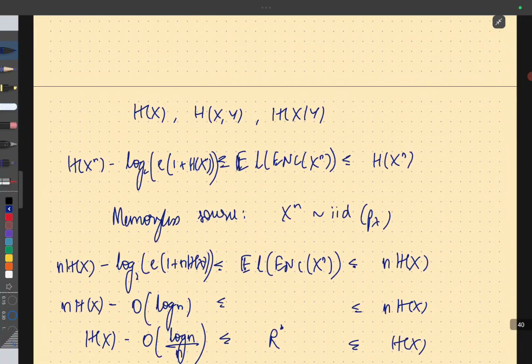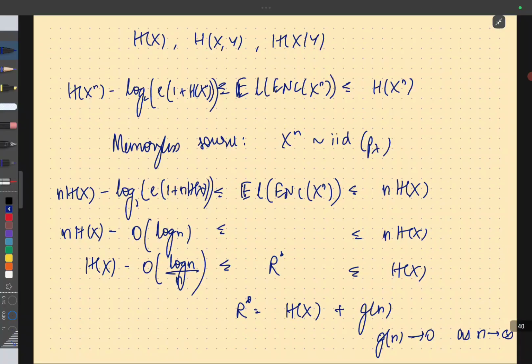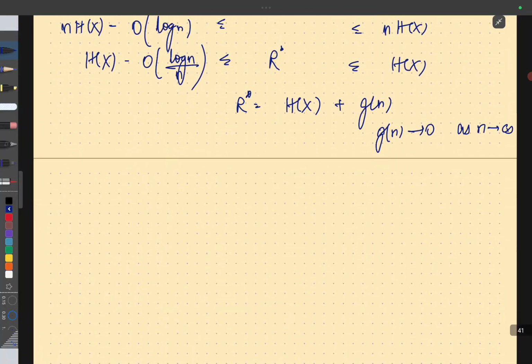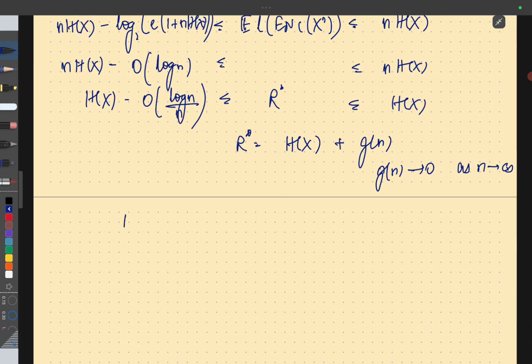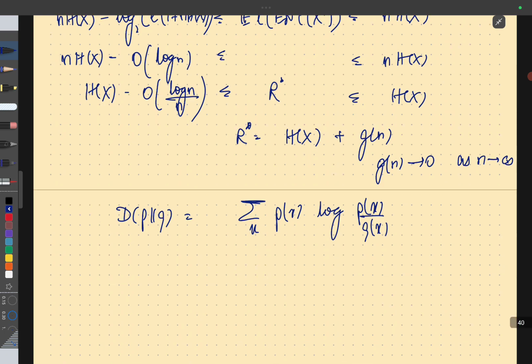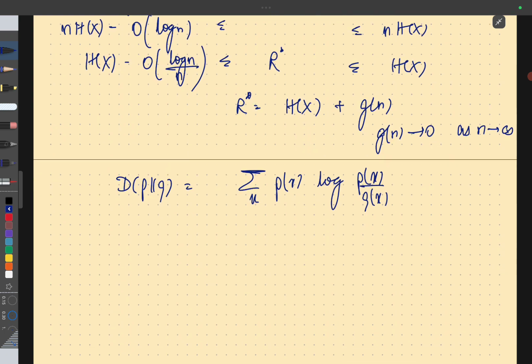Okay. So we discussed entropy and properties of entropy, and we've also seen KL divergence, which is the sum over all x of P of x log P of x by Q of x. We saw some properties of the KL divergence. In particular, the KL divergence is always non-negative.